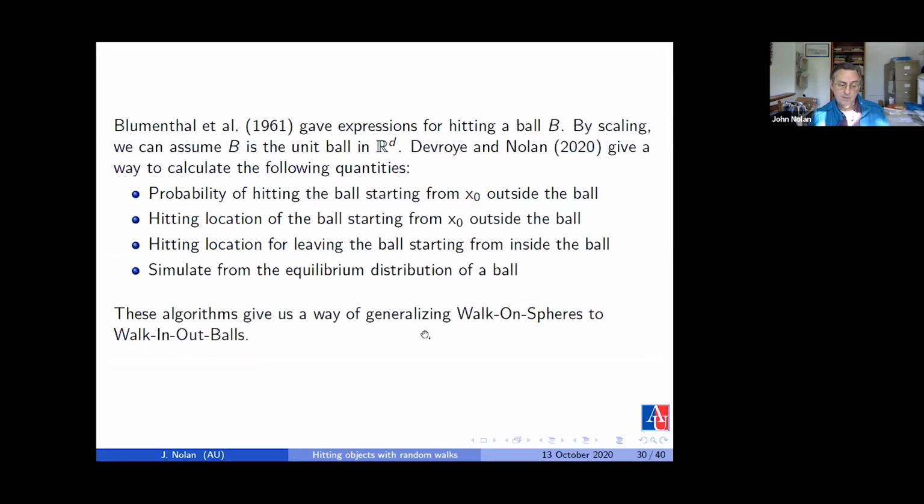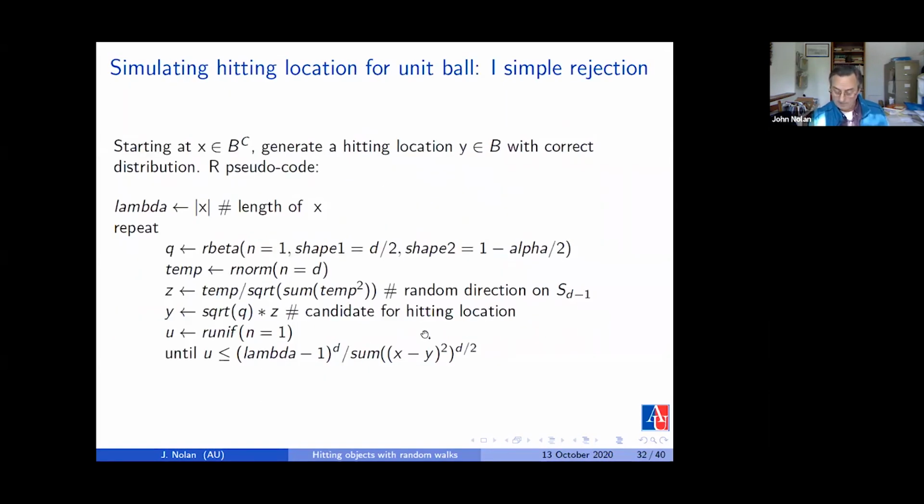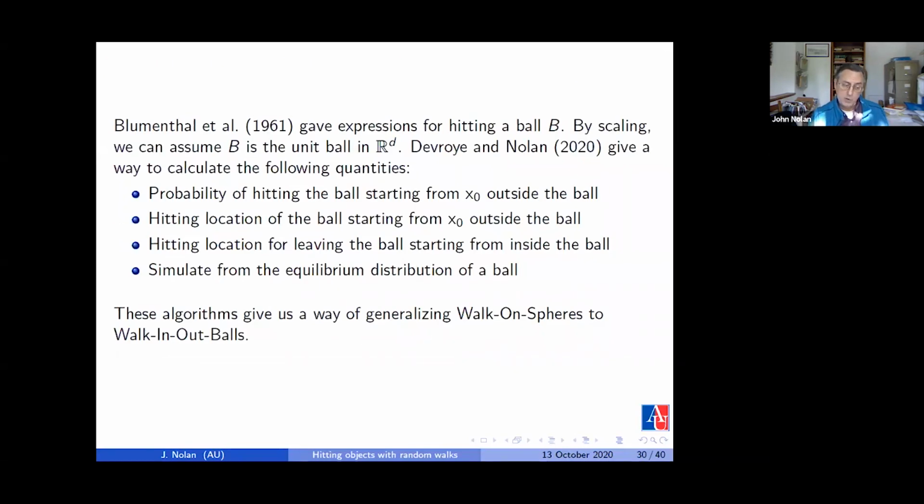As I said, the real goal here, which I won't really have time for, is to use these concepts for balls to approximate and study a more complicated object. Have I been talking so fast because I thought I'd probably be running out of time here?